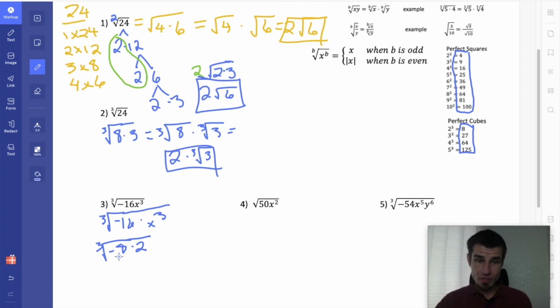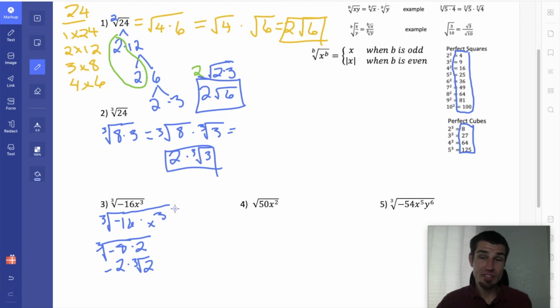So we want our negative with our perfect cube factor, because what is the cubed root of negative 8? Well, it's negative 2. And then the 2, we leave it inside the radical. Remember, if our index was a 3 here, we leave it as a 3 here. So the cubed root of negative 16 simplifies to negative 2 times cubed root of 2.